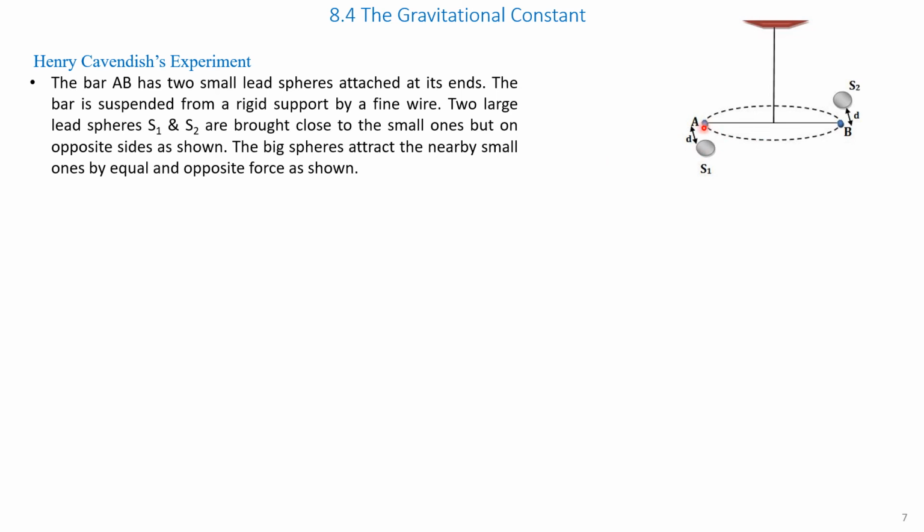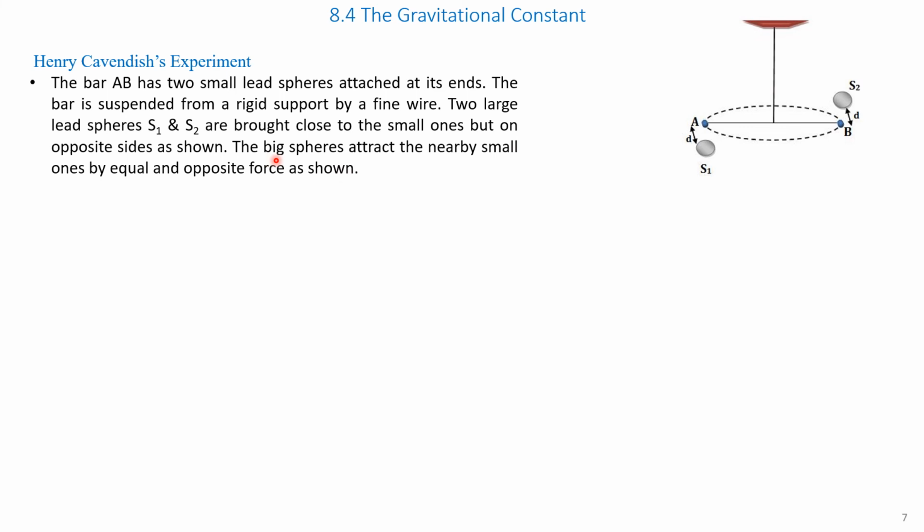It has got a simplified experimental setup, with a bar AB that has two small lead spheres, A and B, attached to its ends. The bar is suspended from a rigid support by a fine wire. This black line is a vertical wire and it is supported rigidly. Two large lead spheres S1 and S2 are brought close to the smaller ones but on the opposite side. See, S1 is on this side and S2 is on the other side.